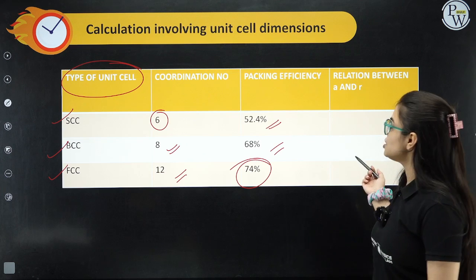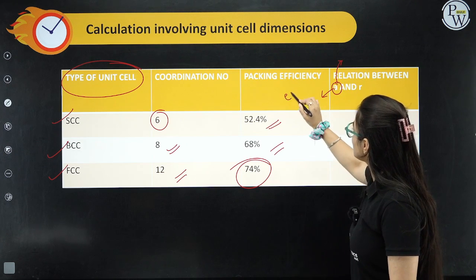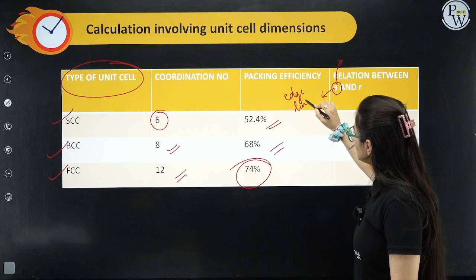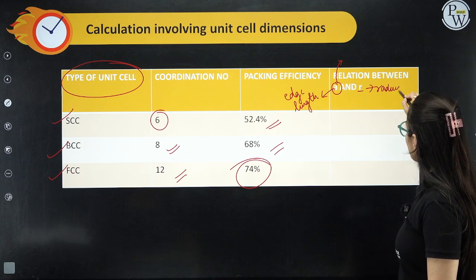Now comes the relationship between a and r. What is a? I'll write it over here. a is your edge length of the unit cell, and r is your radius of atoms placed on the lattice.